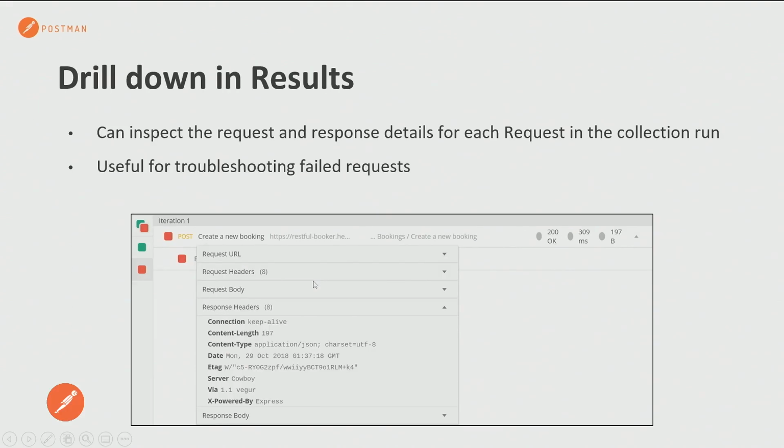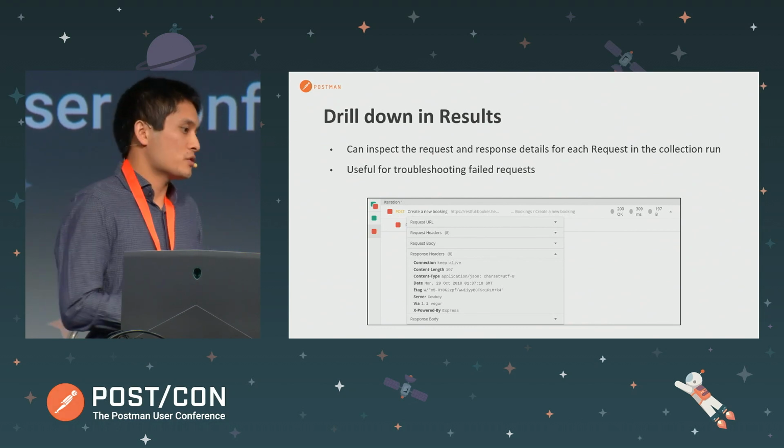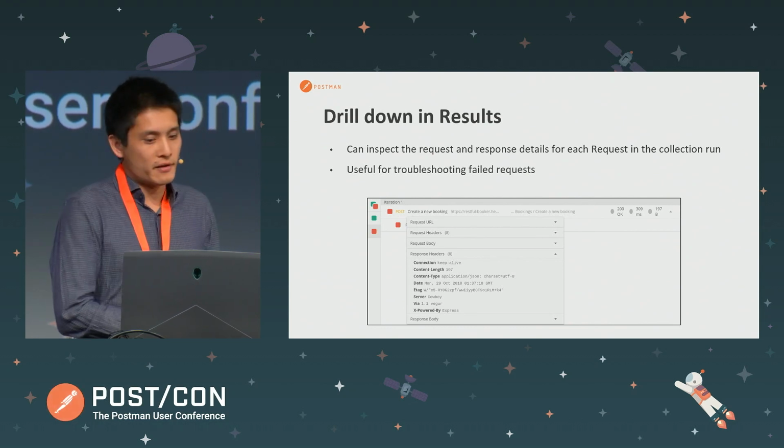You can drill down into your results and that will allow you to inspect the details of the request and the response. So you can check the request URL, the headers, response body, response headers, and that's useful to help troubleshoot any requests that failed.